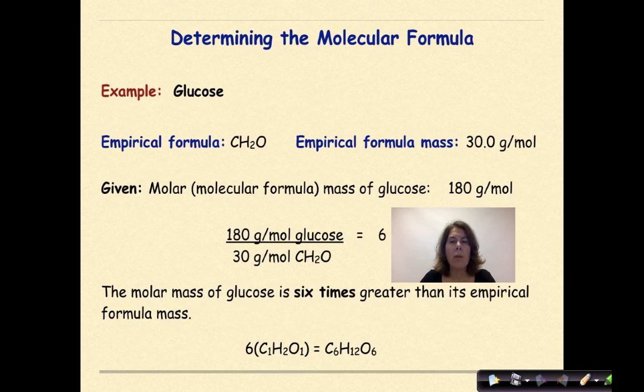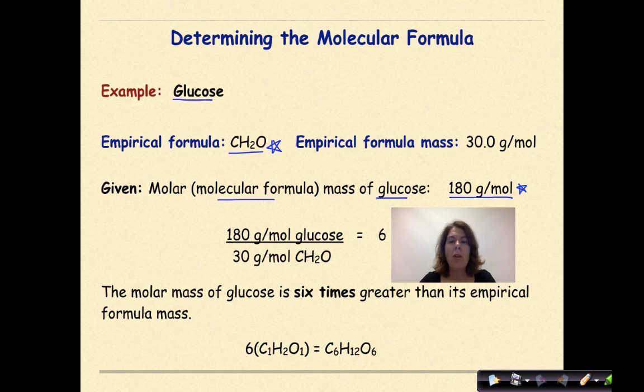Determining the molecular formula. Let's say our example is glucose, and we know that the empirical formula of glucose is CH2O. This is given to us. What is also given to us is the molecular formula mass of glucose, which is 180 grams per mole. So technically we would be given this, the empirical formula, and the molar mass, otherwise known as the molecular mass, because we are dealing with a molecule.